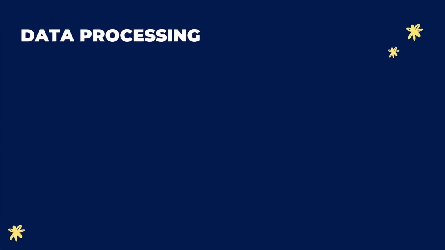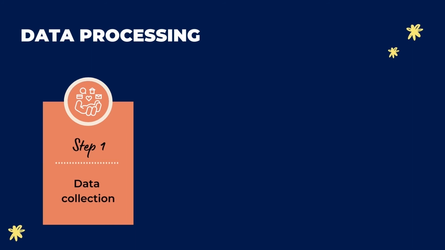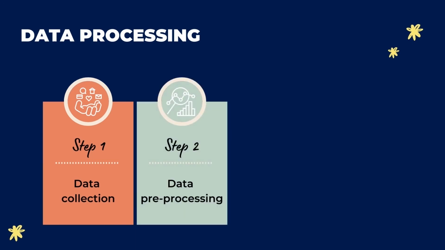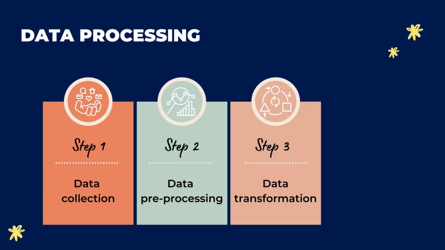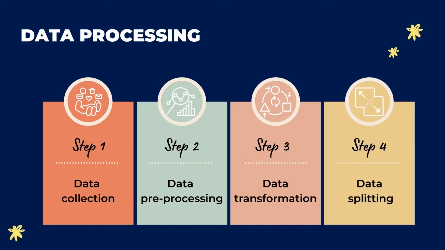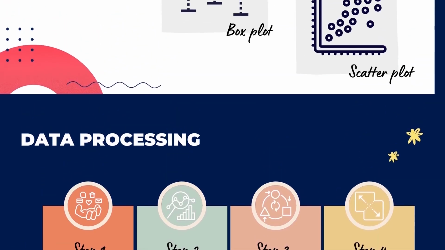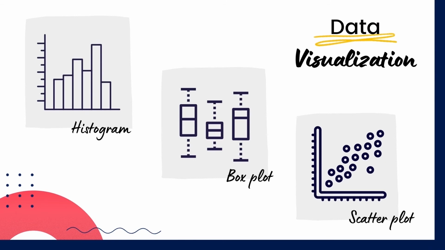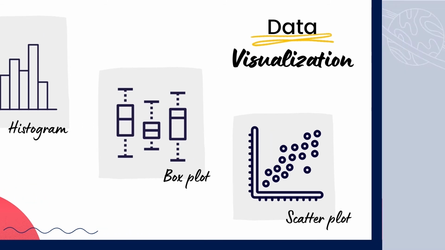In this lesson, you will learn the various steps that need to be applied to data to prepare it for the ML model: data collection step, data preprocessing step, data transformation step, and data splitting step. Also, it's important to visualize your data to understand the meaning of each feature and whether the features are categorical or continuous. There are different visualization tools you will learn, like histogram, box plot, scatter plot, etc.